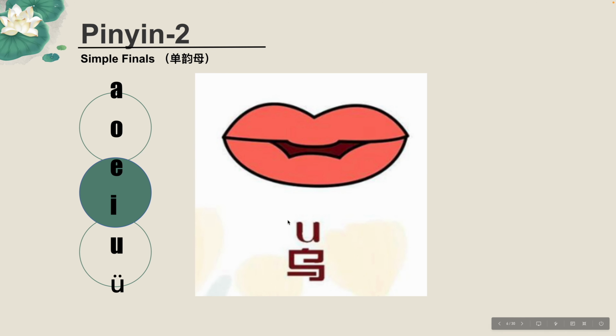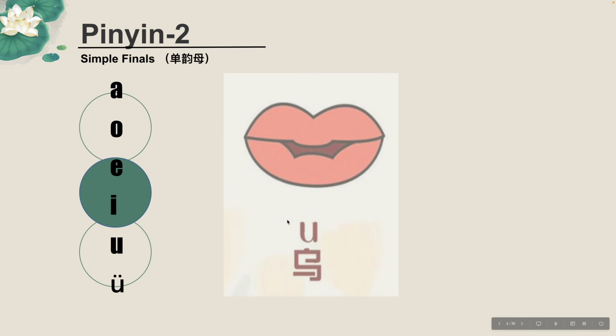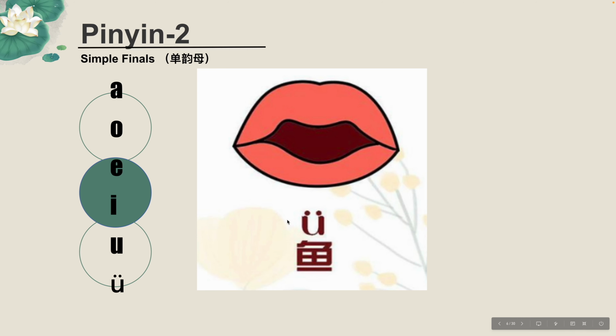Now, u is similar to the English word woo, W-O-O, but your upper lip is more forward. Last one, ü. When you make the ü sound, you make a whistle, but instead of blowing air out, you force the sound out. Ü, ü, ü.